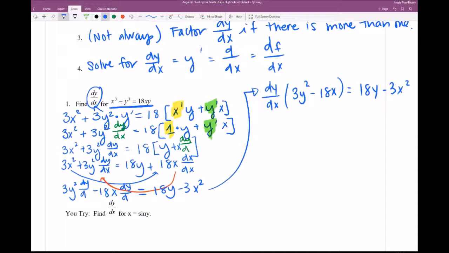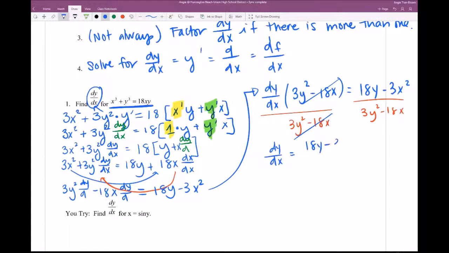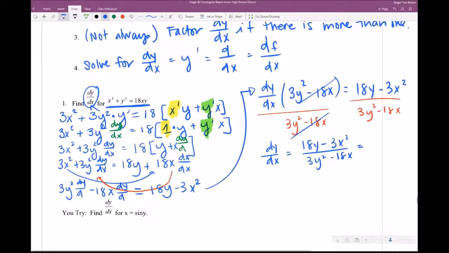So we are now going to divide both sides by 3y squared minus 18x. Then from here, that's canceling. So dy dx, which is our final goal, equals 18y minus 3x squared all over 3y squared minus 18x. But that's not done because I want to see if I can simplify. So from here, we are going to see if I can factor a 3. If I factor out 3, I have 6y minus x squared all over 3 times y squared minus 6x, okay? Then those are canceling. So here we go.